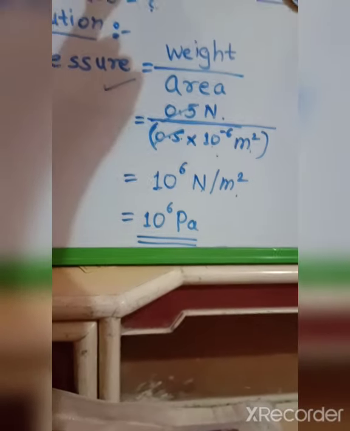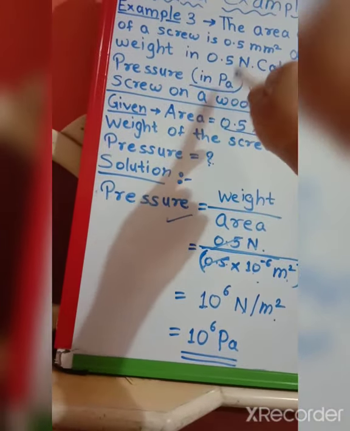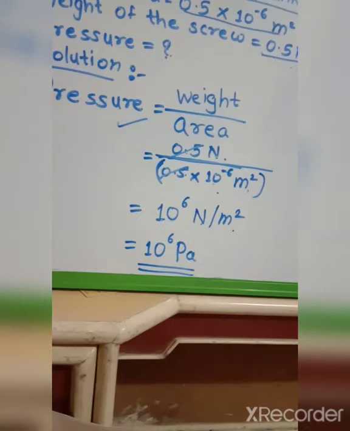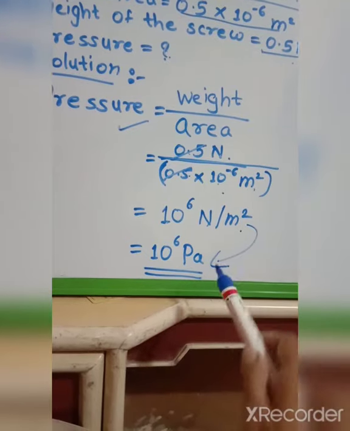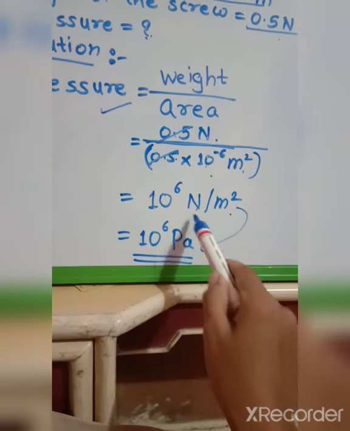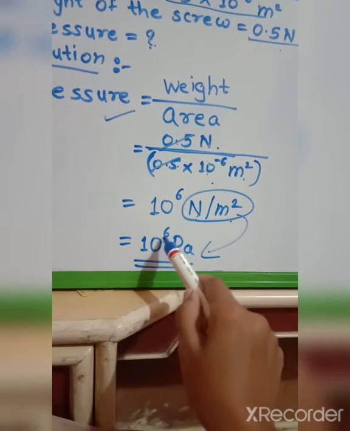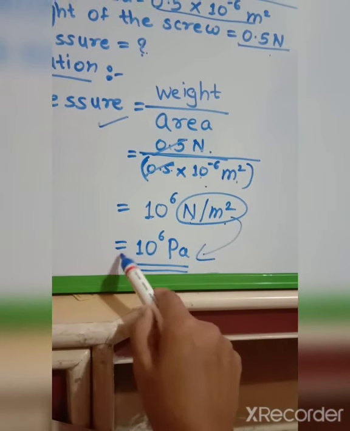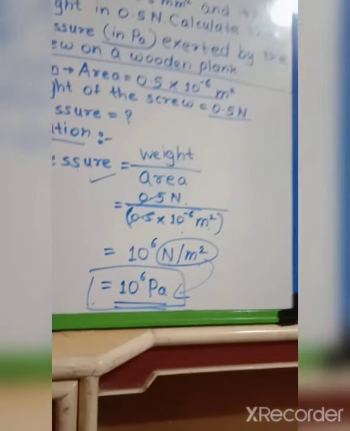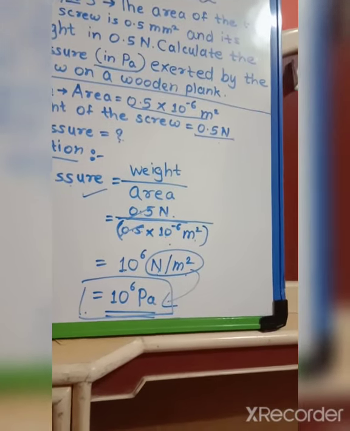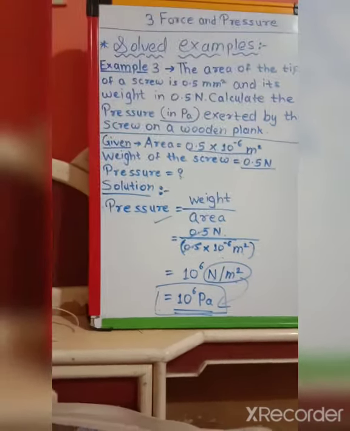And now we want the answer in Pascal. We have to calculate the answer in Pascal. So this N/m square will be converted into 10 raised to 6 Pa, that is Pascal. So this is the answer. That is the pressure exerted by the screw on a wooden plank is 10 raised to 6 Pascal. Got it, students?